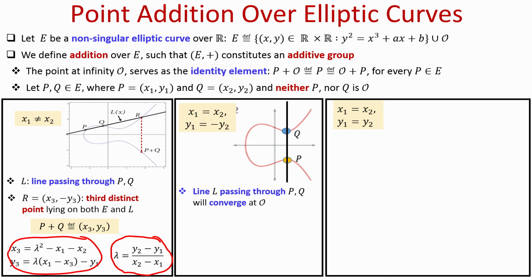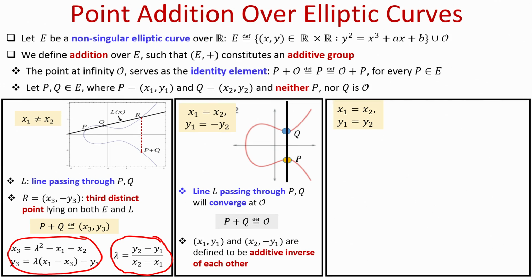The idea here is also the same: we pass a line through the points P and Q and see where exactly it meets the elliptic curve. But in this case, since the x coordinates of P and Q are the same and only their y coordinates differ in sign, the straight line passing through P and Q converges at the point at infinity, and that is why we define the P plus Q operation in this case to give the point at infinity. That means we can interpret the two points x1 comma y1 and x2 comma minus y1, where x1 and x2 are the same, to be the additive inverse of each other.